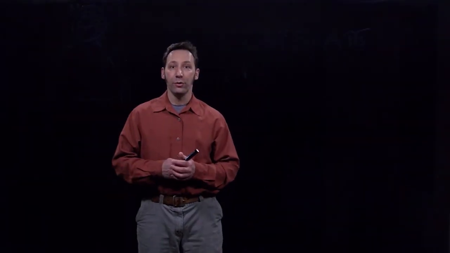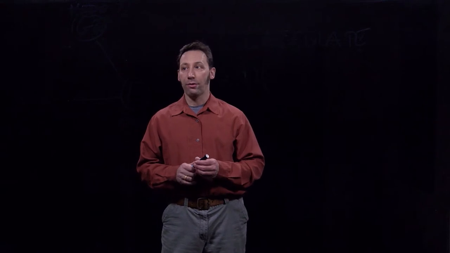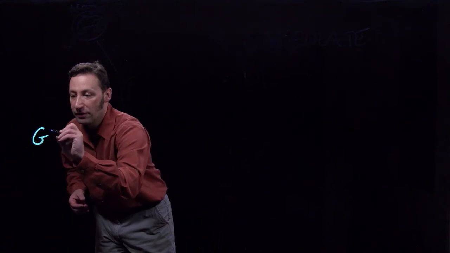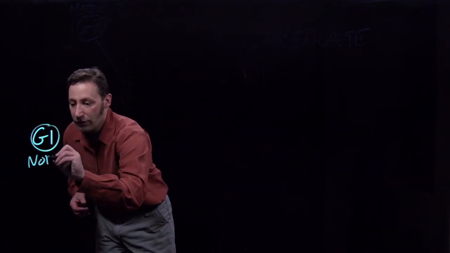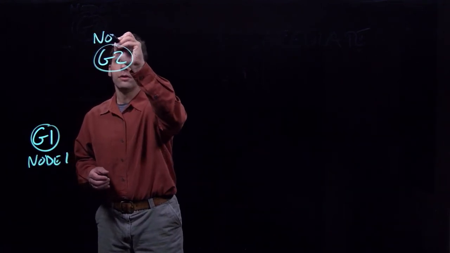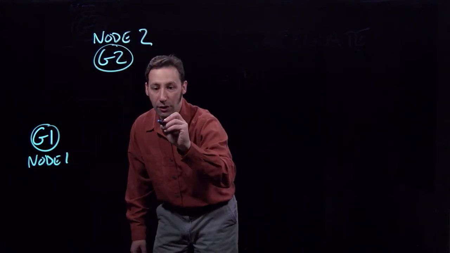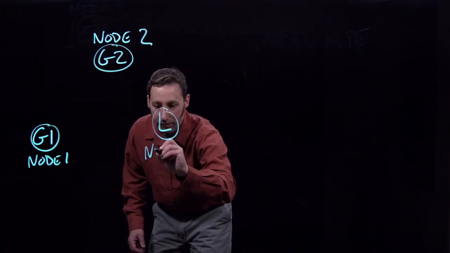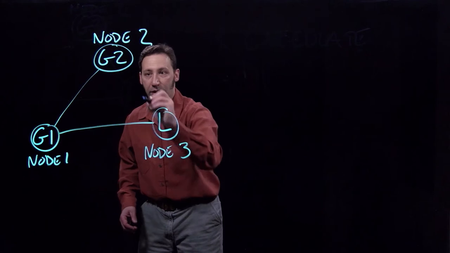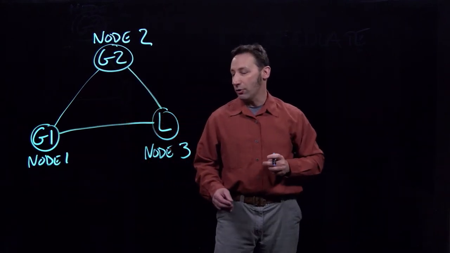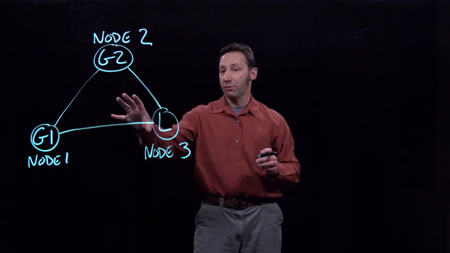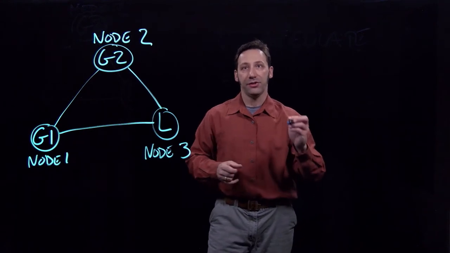So in this video, we're going to walk through how to calculate power flows for a three-node network. Our network is going to look something like this. We're going to have two generators, one at node 1 and one at node 2, and then a load at node 3. We're going to have some lines connecting our generators and our load so that our network looks like a triangle.